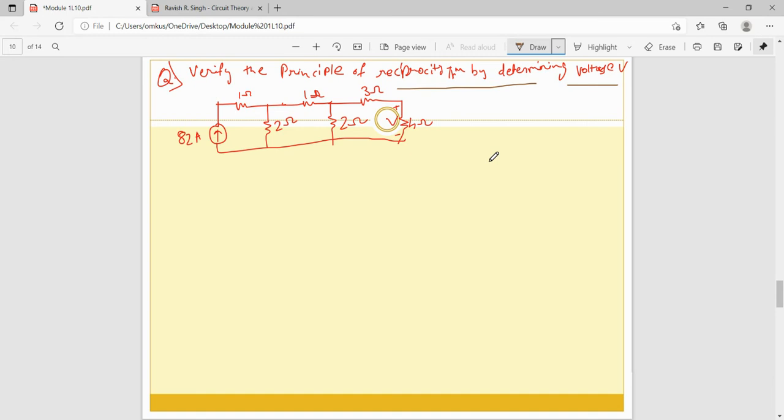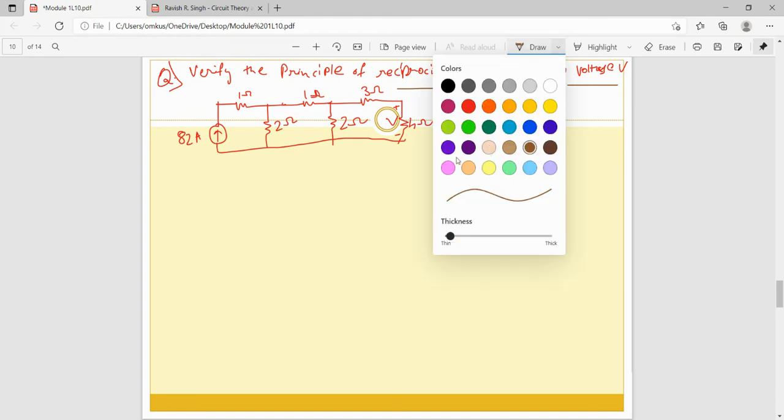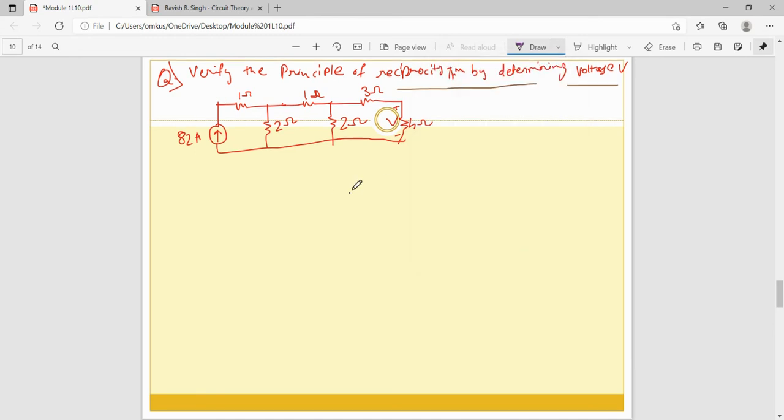Now see how to find this value. We already saw that the reciprocity theorem is nothing but passivity, right? So it also applies the homogeneity property. So I can take some assumption here, or you can also use different theorems or KVL and KCL for calculating this voltage, but I take some assumption here.